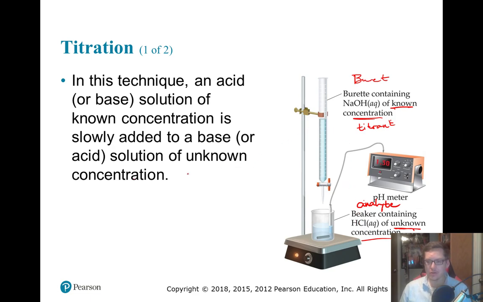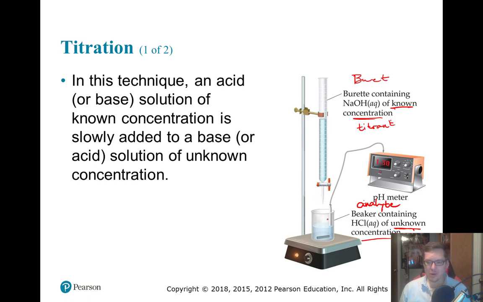The whole idea is that you can take a known concentration and an unknown concentration, and by slowly adding the known to the unknown, you can figure out the concentration of the acid or base that you started with. In this specific case, they're using a pH meter. That's primarily what we're going to rely on in our own labs.